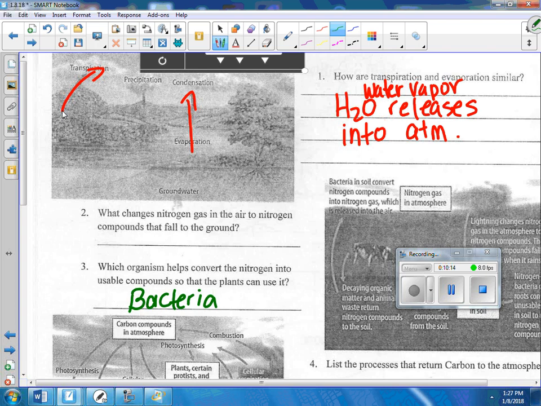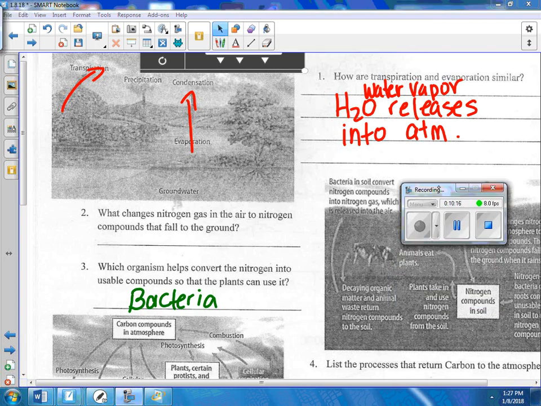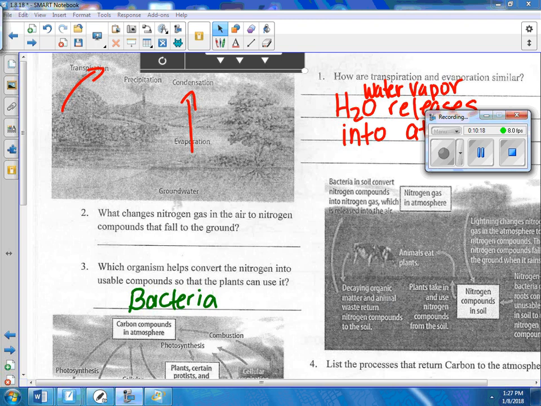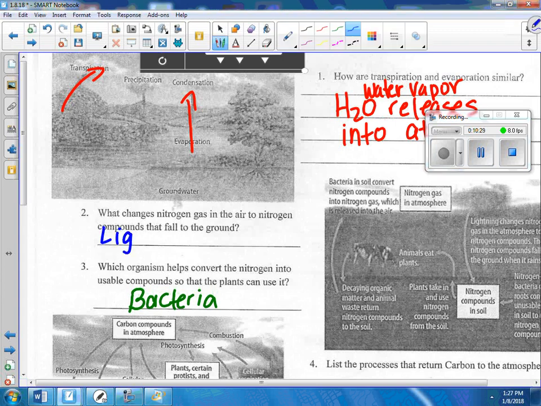Do we need to memorize it? No. We need to understand the chart. You need to read it. It says bacteria in the soil, etc. What changes the compounds? It says it in this little thing, Vincenzo. Good. And when that happens, it's a process called what? Lightning. Here we go. It's called nitrogen fixation.